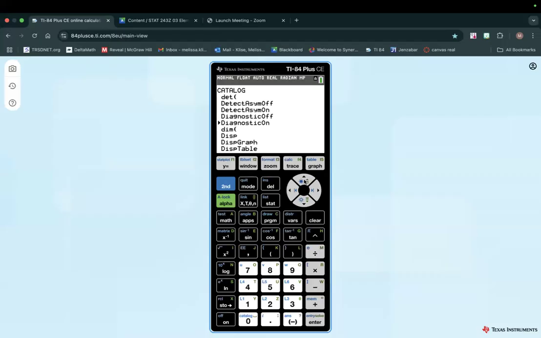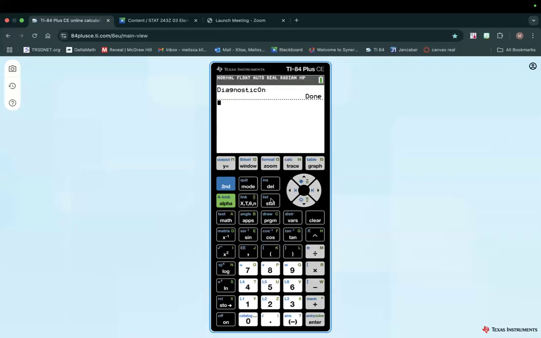Once you find diagnostic on, you're going to hit enter and then hit enter again. And when it says done, you're set up. You only have to do this one time. And once that's turned on, it's going to be turned on until somebody resets the calculator or turns it off. All right. Are we all there? We're good? Okay. Now we're going to go into, just a second here because I need the data.